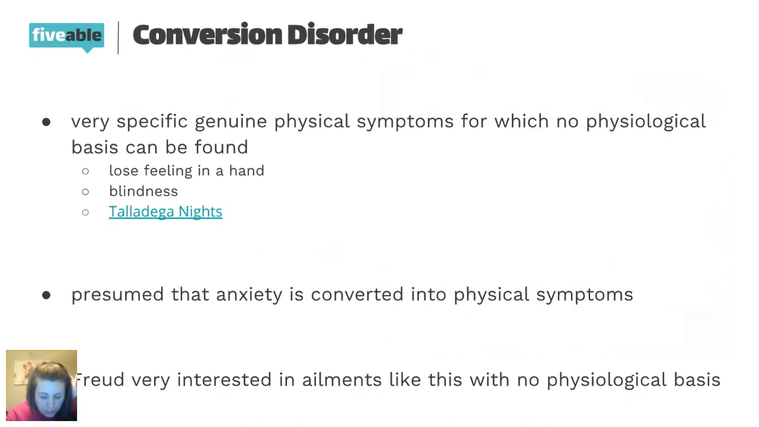Some people go blind. There's no physical cause. We can do an exam. Everything's normal with your eyes, with your optic nerve, with your brain. But you literally would tell me, I can't see anything. And so a conversion disorder is basically when your anxiety, it's presumed, is converted into a very specific physical symptom. Somatic symptom disorder is those vague, like, I've got a headache, I'm nauseous. Conversion disorder is very specific. I can't feel my left hand. I've gone blind. And like I said, Freud is very interested in these things.